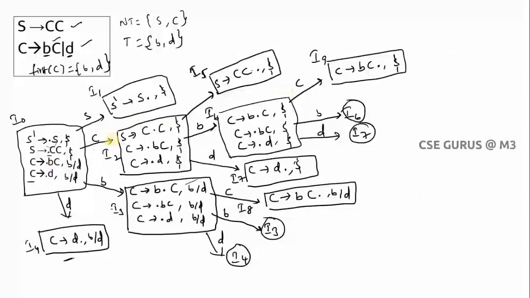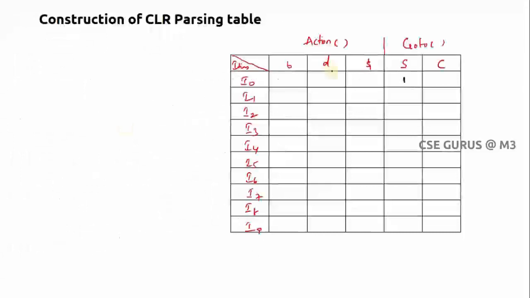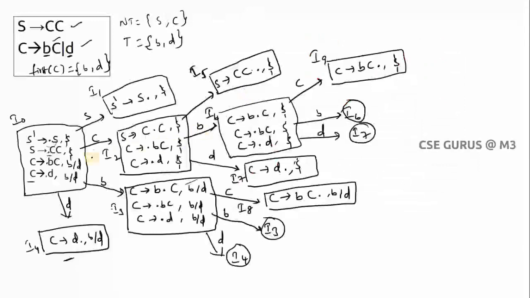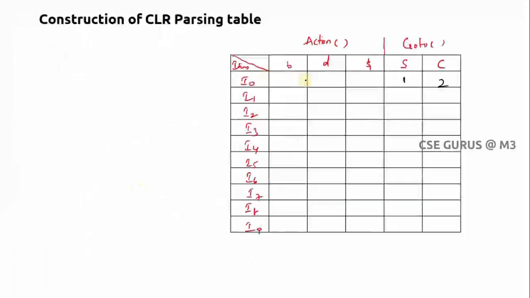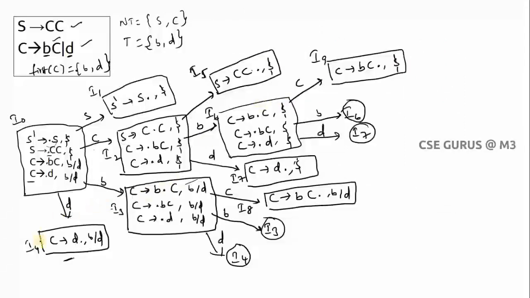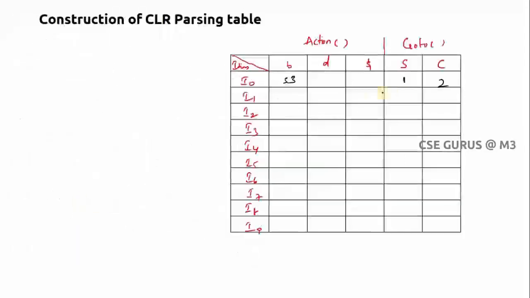Next, I0 on C is a non-terminal, going to I2, so I need to write only 2. The next one, I0 on B, is a terminal, going to I3. Shall I write only 3? No. It is a terminal, so I am writing S3. Next, I0 on D goes to I4. D is also a terminal, so I write S4. Like this we need to write.